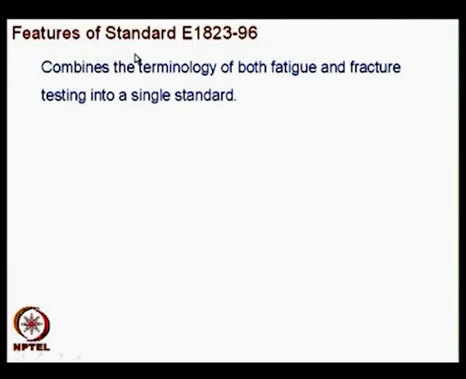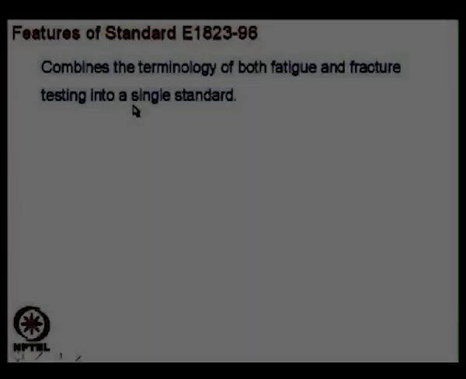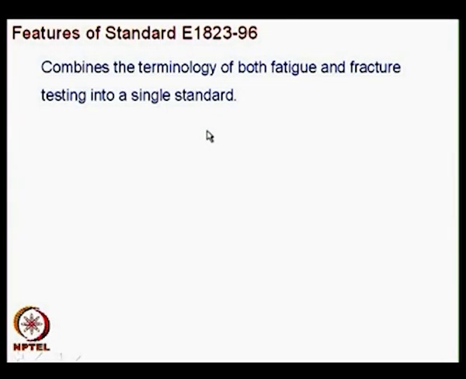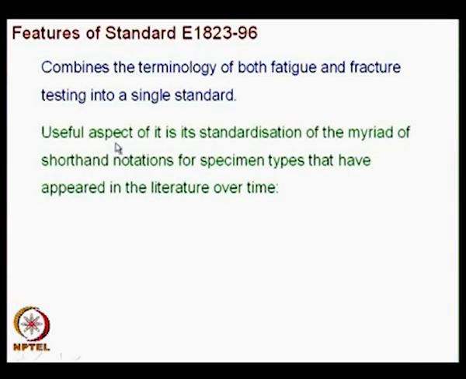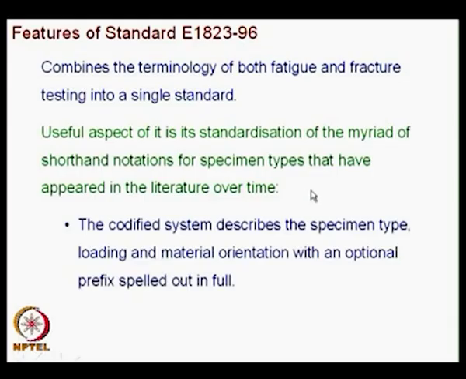And we will also see features of standard E1823-96. This combines the terminology of both fatigue and fracture testing into a single standard. A useful aspect of it is its standardization of the myriad of shorthand notations for specimen types that have appeared in the literature over time. We have seen CCT, we have seen SCN, but they give different recommendations on how to label the specimens. The codified system describes the specimen type, loading and material orientation with an optional prefix spelled out in full.